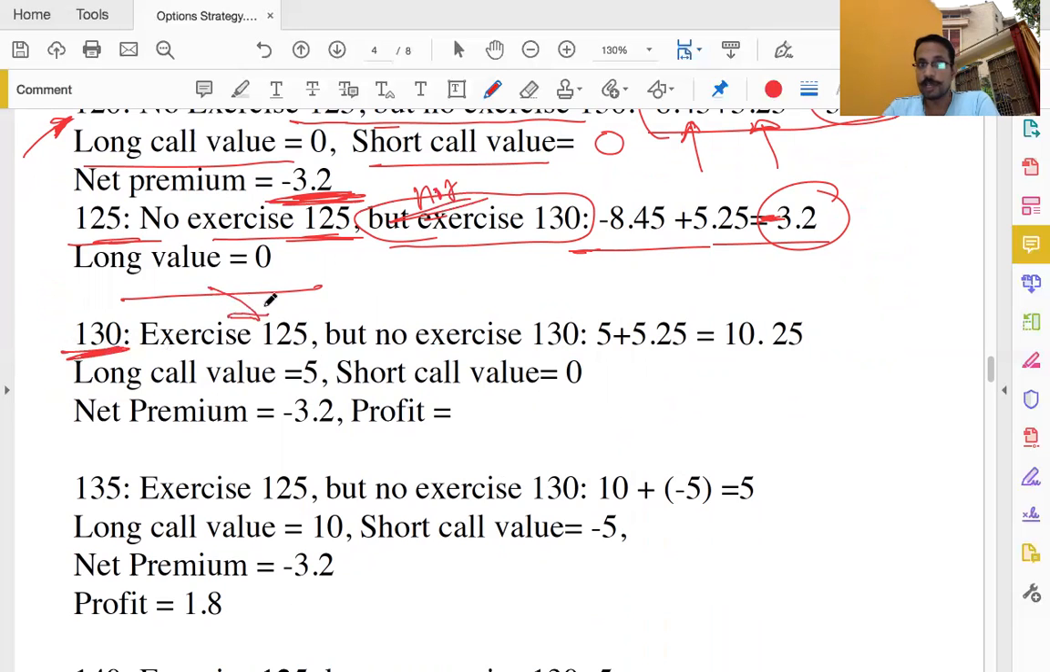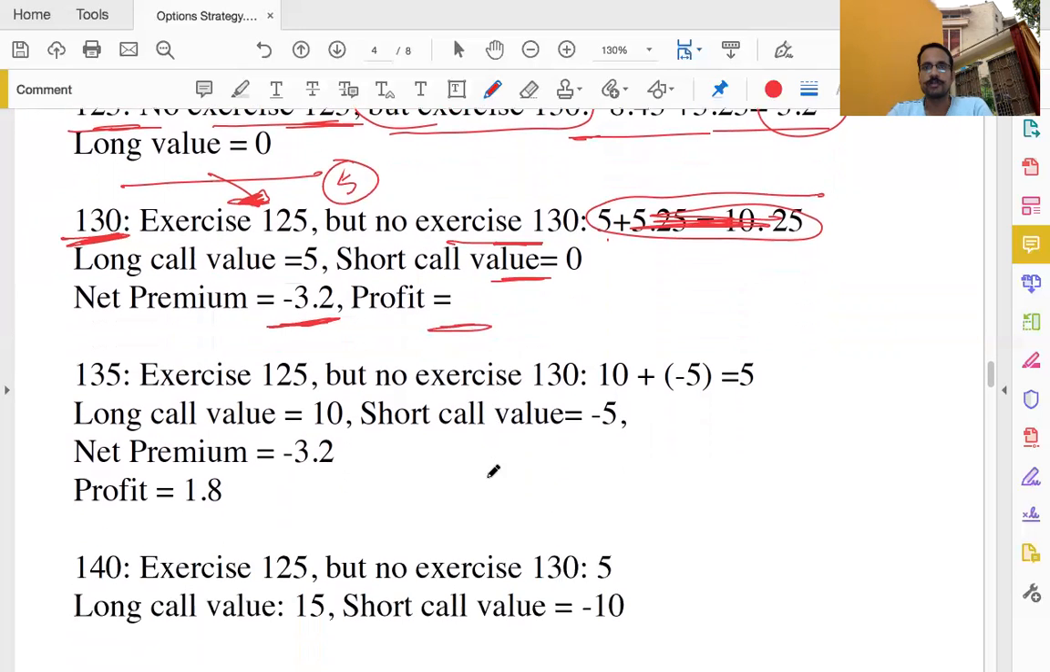Okay, what happens at 130? This is interesting because I'm going to exercise my call option bought at strike price of 125, but that 130 fellow is not going to exercise this. So what happens is that I gain 5 here, right? And short call value is 0, and the premium is still minus 3.2. We'll calculate the profit just now.